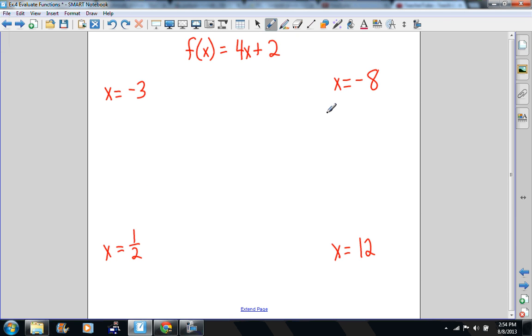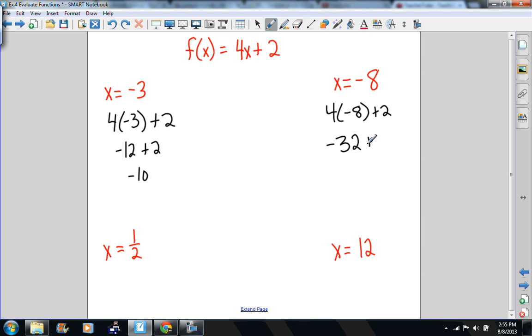So for this one, same idea. We got a few more difficult numbers in here, but it doesn't change the problem. So x is negative 3. I put it in right there. 4 times negative 3, plus 2. That's negative 12, plus 2. That's negative 10. When x is negative 8, I go 4 times negative 8 plus 2. That's negative 32 plus 2. It's negative 30.